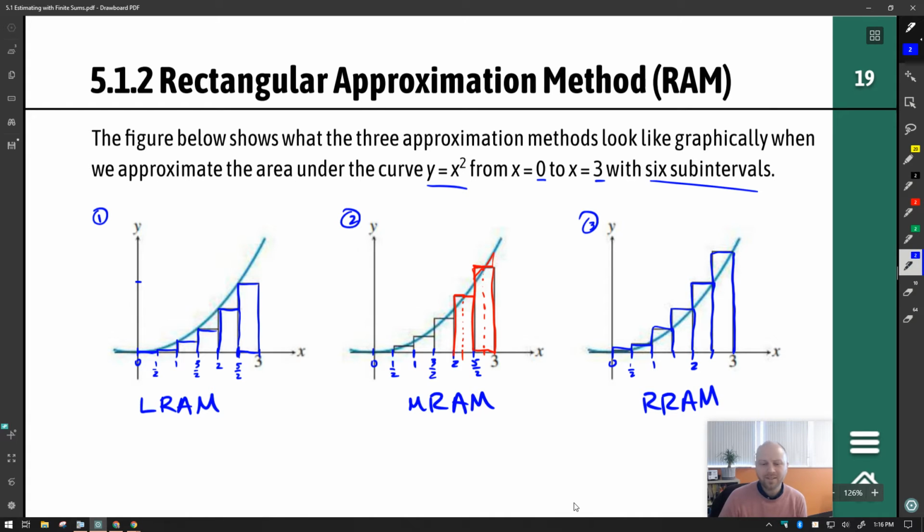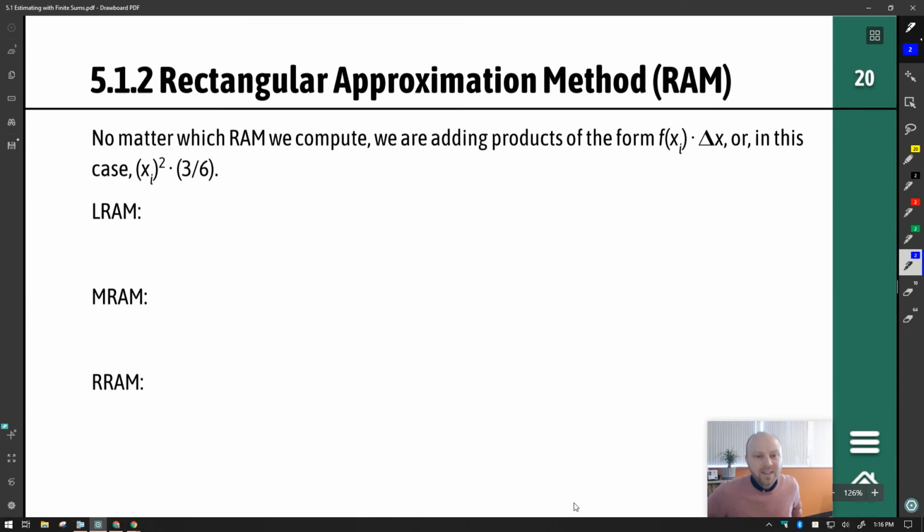So I tell you what, let's find the areas now. No matter which RAM we compute, we are adding products of the form f of x sub i times delta x, or in this case, x sub i squared times 3/6. Oh, there's a lot to unpack here. It's a good thing we've got some white space.